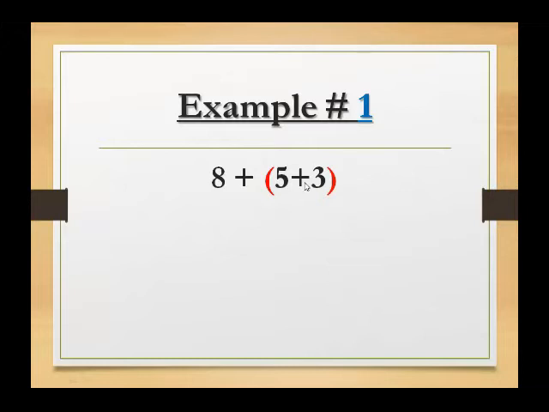When we simplify this question, no change will occur in the terms present inside the bracket. There will be no change in plus 5 plus 3, the terms present inside the bracket, because there is a plus sign over here. Then we will add all three together. 5 plus 8 plus 3 is 16.